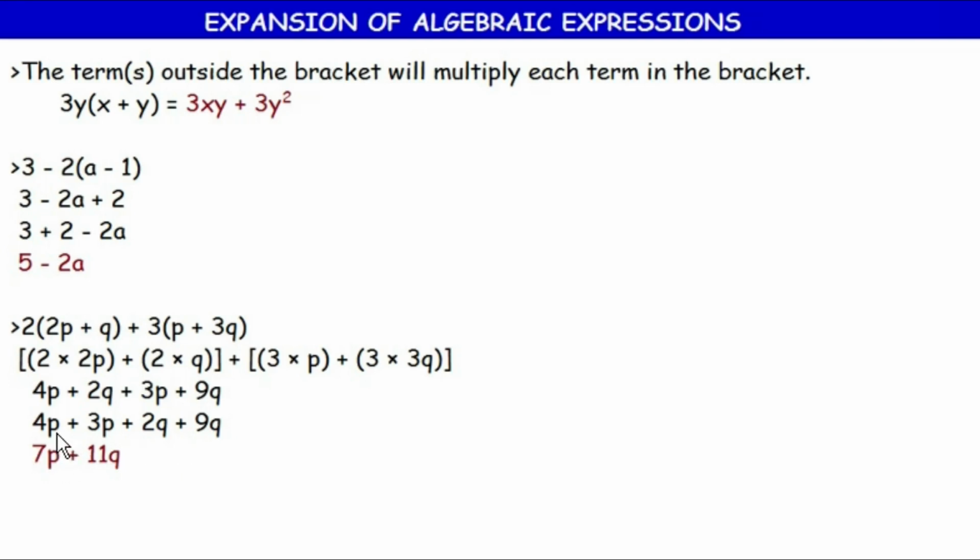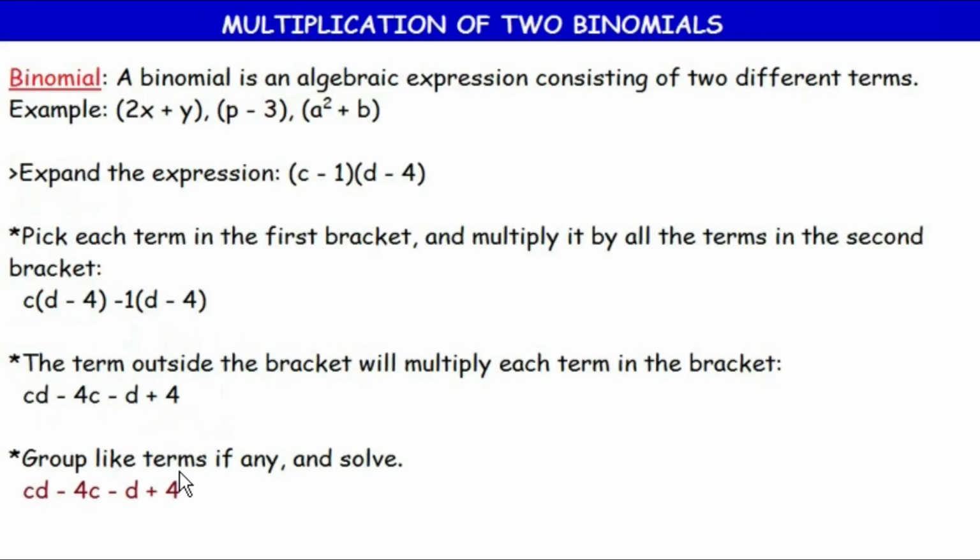So we are going to have 4p plus 3p, and then 2q plus 9q. So 4p plus 3p gives us 7p, and then 2q plus 9q gives us 11q. So that is that for expansion of algebraic expression. Okay, let's now look at the multiplication of 2 binomials.